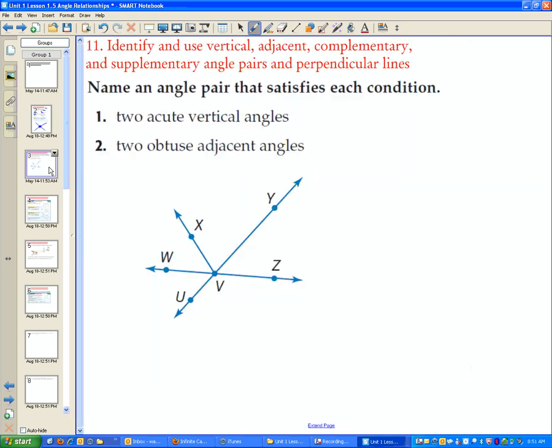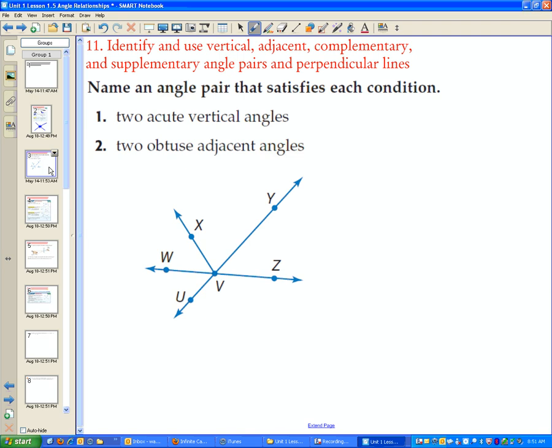All right, let's see if we can do it. So this is from page 50. Name an angle pair that satisfies each condition.